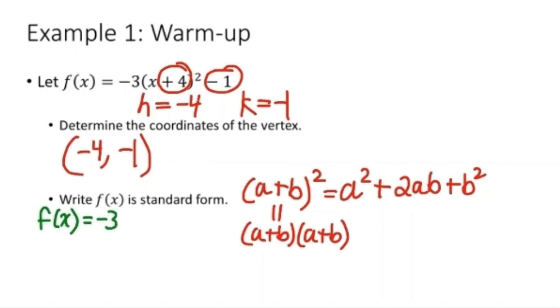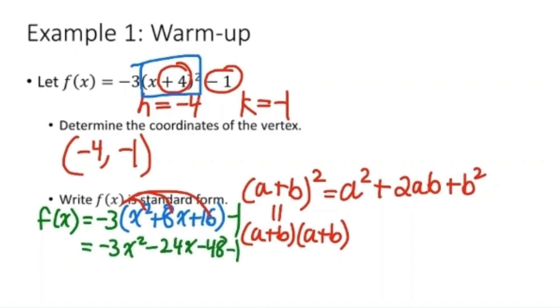When I apply the special formula to (x plus 4) squared, we get x squared plus 8x plus 16. Note that I have the x squared plus 8x plus 16 in parentheses. That's because I still have to multiply this expression by -3. So now I'll distribute the -3, and I can drop the parentheses. Then I can collect my like terms, which would be the -48 and -1. And we get -3x squared minus 24x minus 49 as the standard form of our quadratic function.